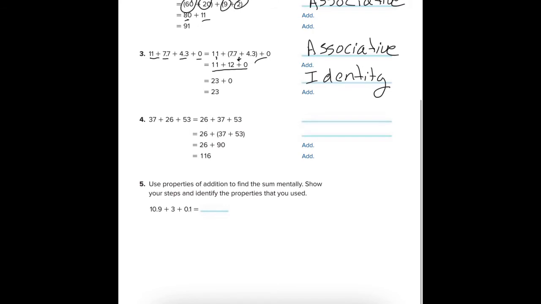Okay, I'm going to name the properties on this one. Let's look very carefully at what we have. Let's look. There's a 37 and a 26 and a 53. 37, 37, 26, 26, and 53, 53. So it looks like they just changed the order, but they still have the same symbols and the same numbers. So the same commute up to work and the same commute back is commutative.